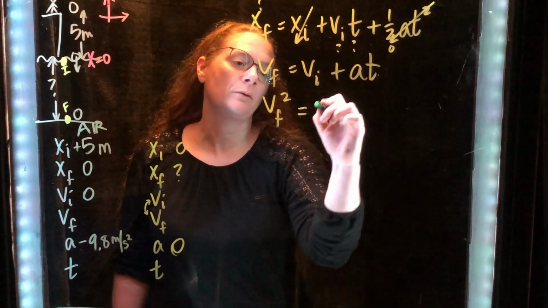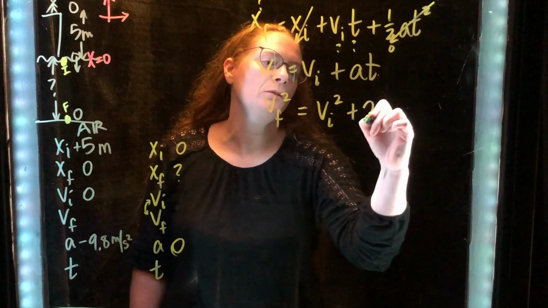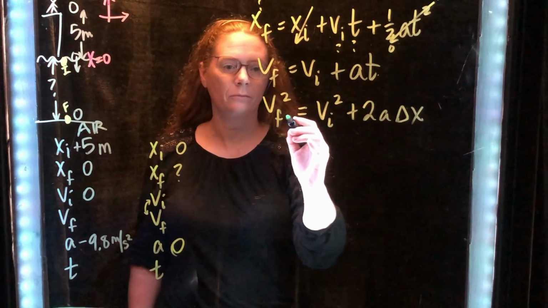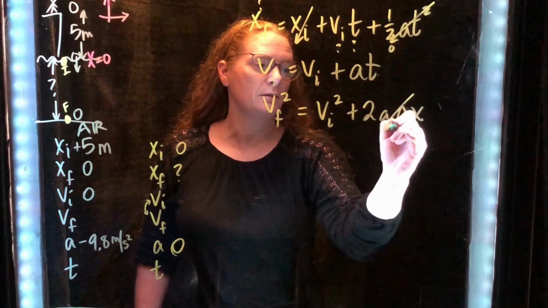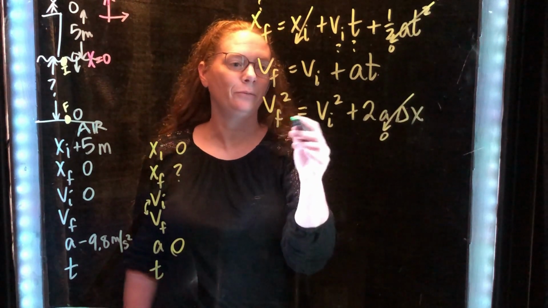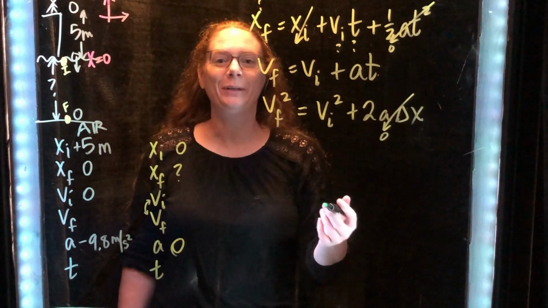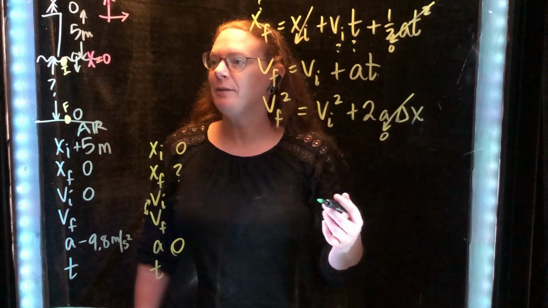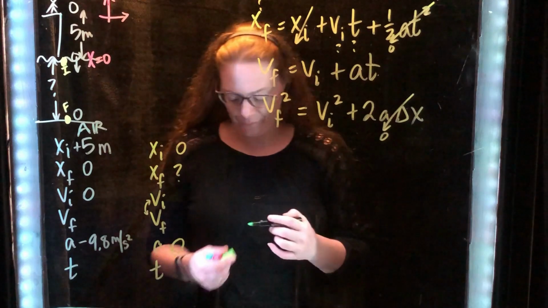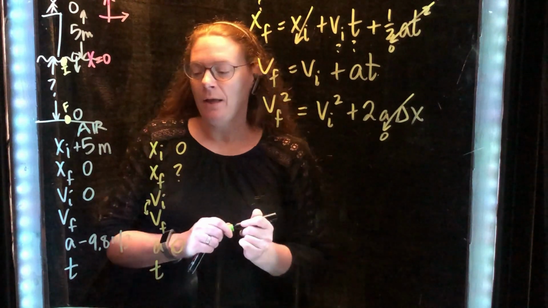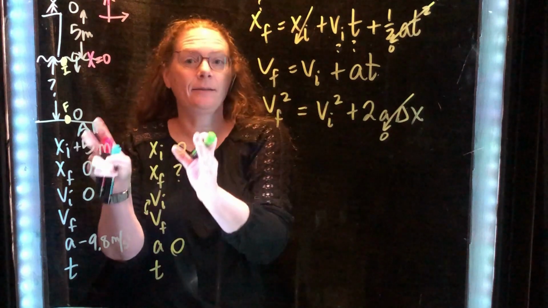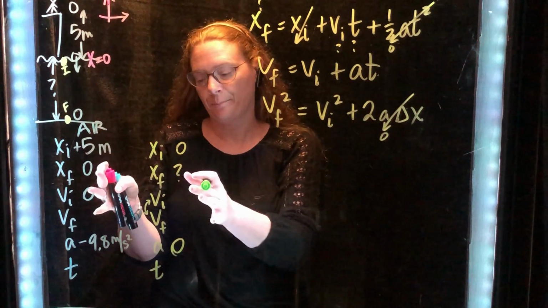V final squared equals V initial squared plus 2, acceleration, change in position. V final, don't know that, acceleration is 0. Look, V final equals V initial. We knew that, there's no acceleration. So, you stop and you say, I don't know enough. But we do. We know two pieces of information that connect these two parts.